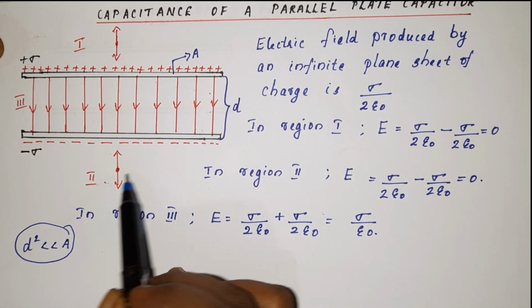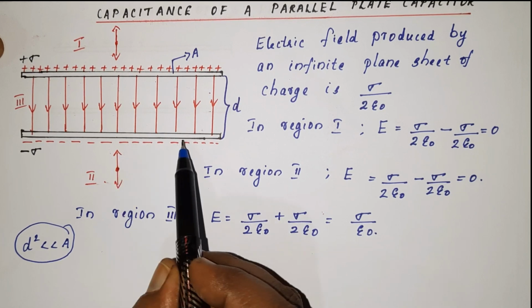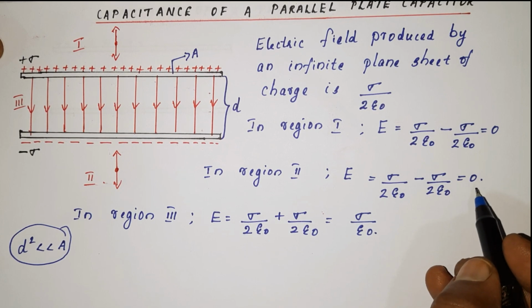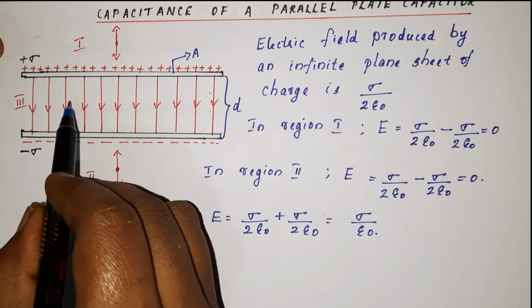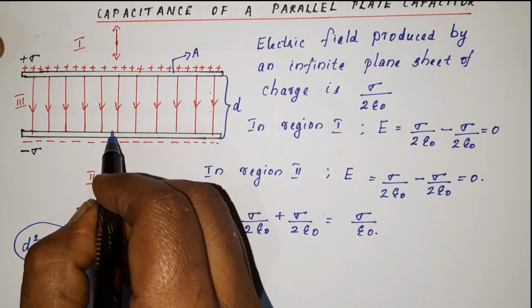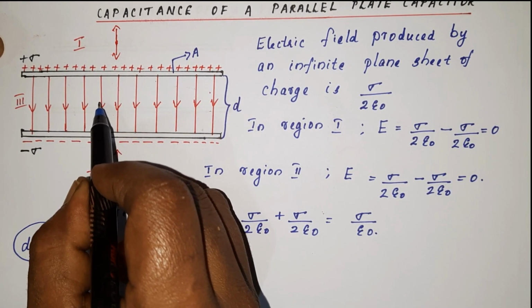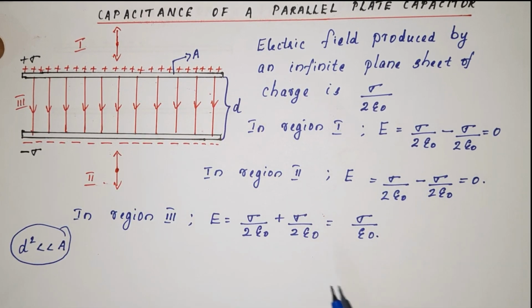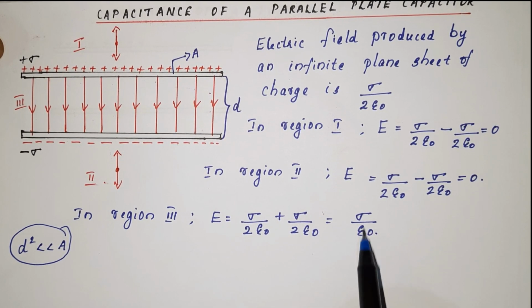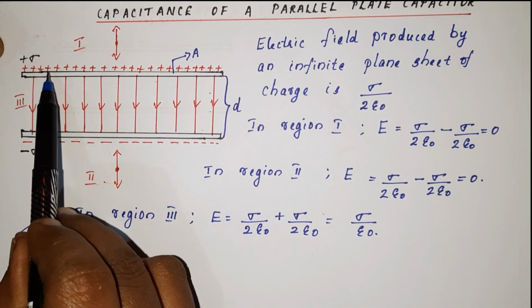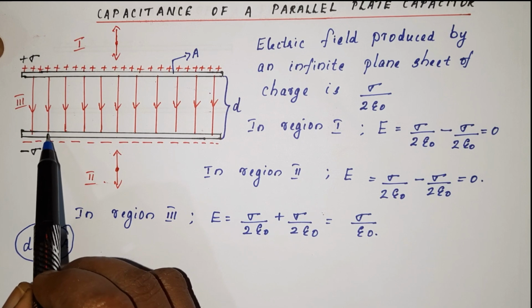Similarly, in the second region, on the lower side of the negative plate, we also get the field equal to 0. Now, looking at the field in between, the positive plate and the negative plate produce electric fields in the same direction. So those two fields add up, giving a net electric field sigma by epsilon 0. The direction of that electric field is from the positive plate to the negative plate.